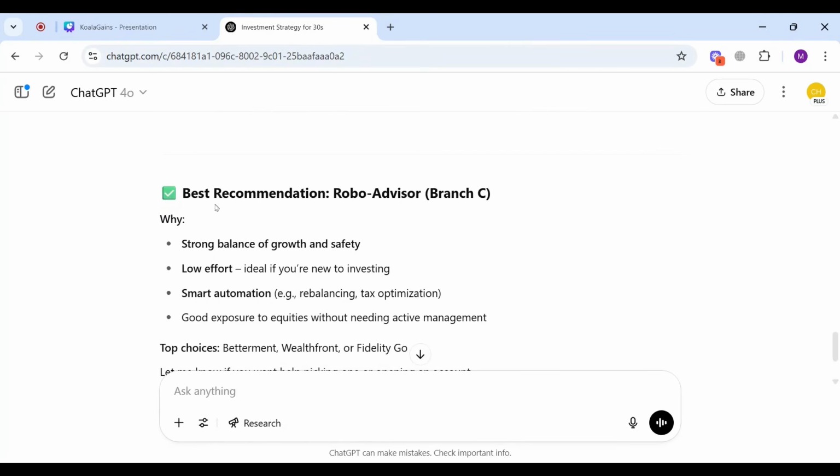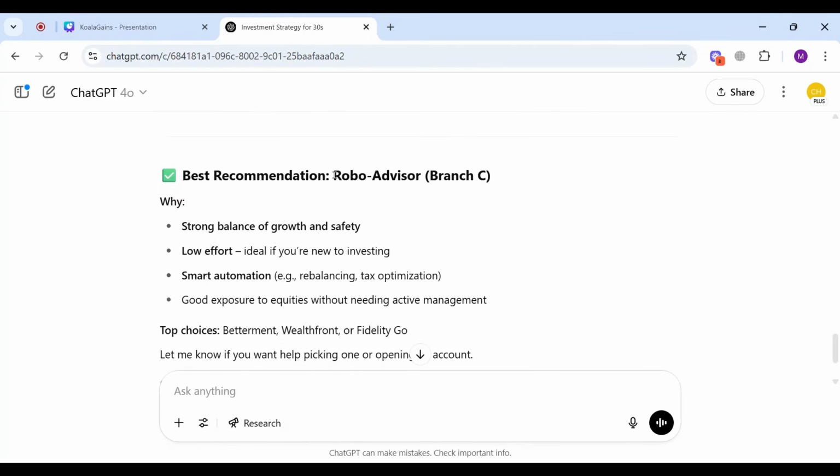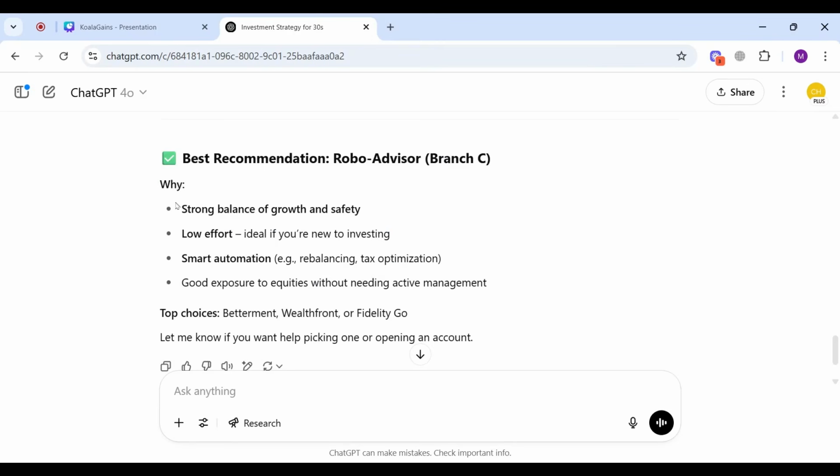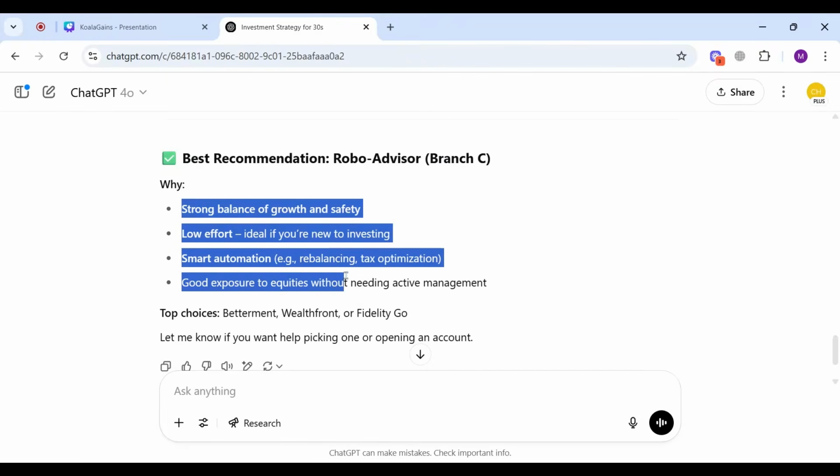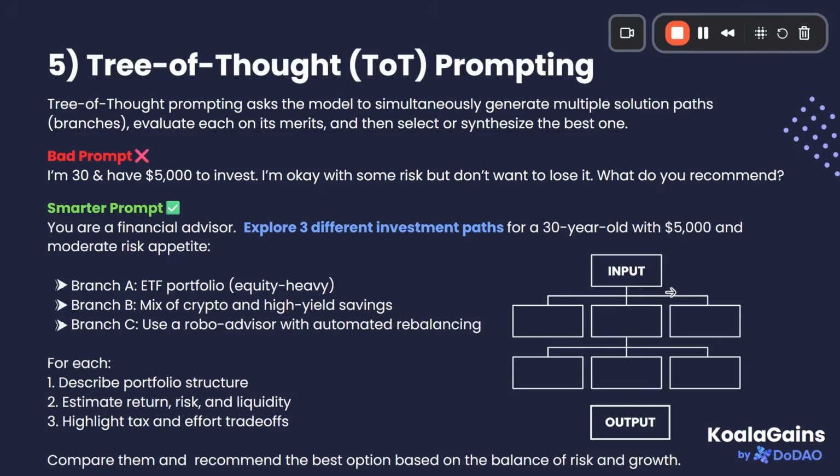Then based on those 3 criteria, it selects the best option and recommends that I should invest my money in a robo-advisor, that was branch C. It also tells me why I should go with this option, because it offers minimal risk and low effort. So whenever you have a problem, instead of just moving on with one option, first explore multiple options and then select the best out of them. This is what tree of thought prompting is all about.